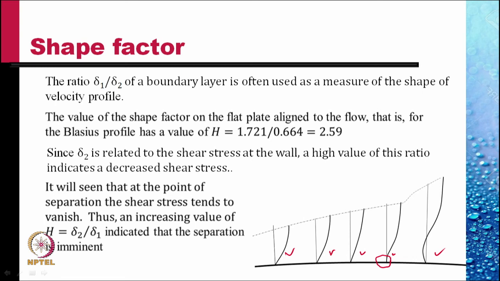This is the point of division between the attached flow here and the separated flow here, which is indicated by the reversal of flow near the plate. And this is where the shear stress is 0, or the value of H, the shape factor, tends to become very large. And so the increase in value of H indicates that we are approaching separation.